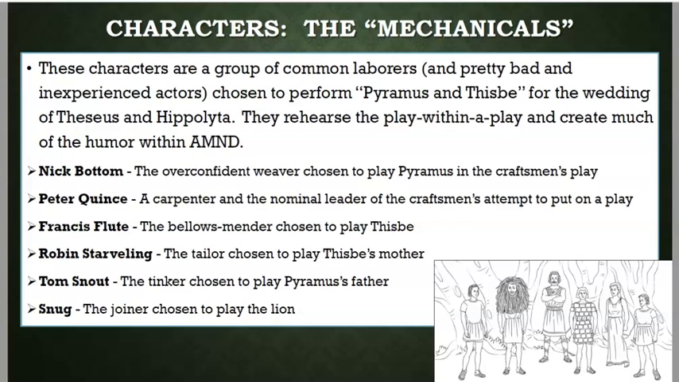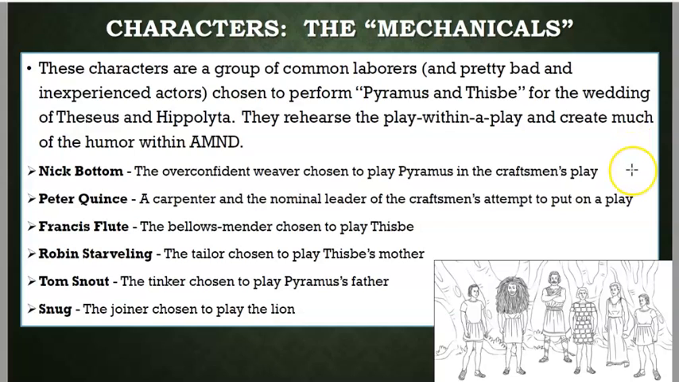So then Act 1, Scene 2, we are introduced to the characters called the Mechanicals. These characters are a group of common laborers and pretty bad and inexperienced actors, chosen to perform Pyramus and Thisbe for the wedding of Theseus and Hippolyta. They rehearse the play within a play and create much of the humor within A Midsummer Night's Dream.